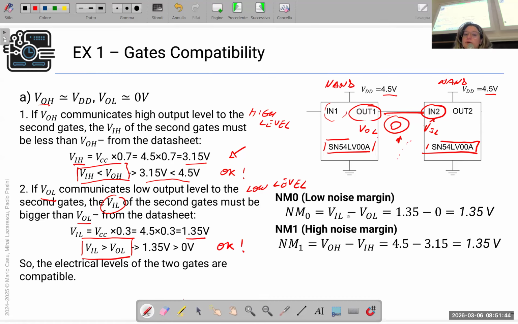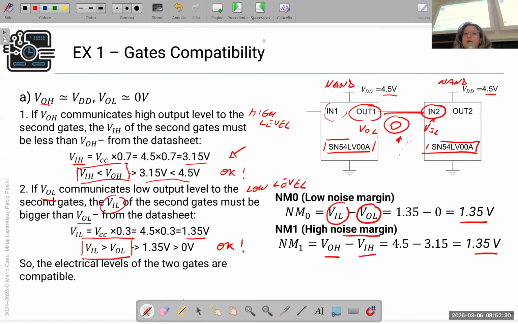If we want to calculate the noise margin at the low level, we have to use the input low and the output low, which in this case is equal to 1.35. For the high noise margin, we have to use the high levels, so output high, input high, and we have the same, 1.35 volts. Is it clear in this first case, or are there any doubts? Because all the other tasks are more or less similar.